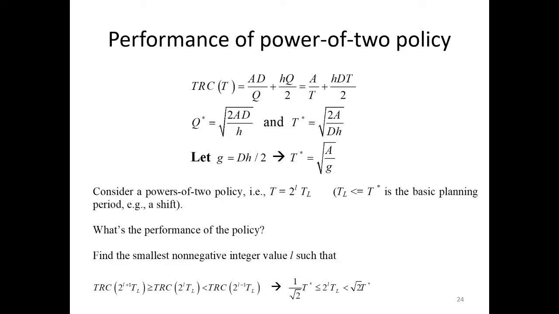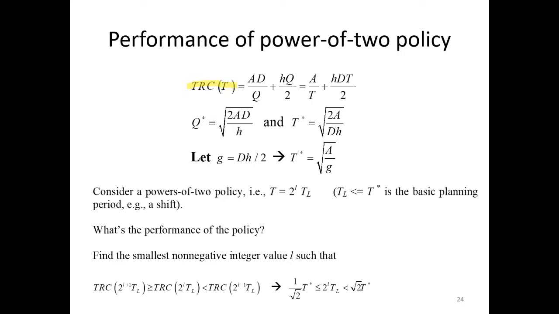And this performance actually can be measured by comparing the total cost calculated when we apply the power of two policy with the total cost when we use the optimal ordering cycle of an item. To see that, let us first have a look at the total relevant cost function, TRC, as a function of the ordering cycle T.